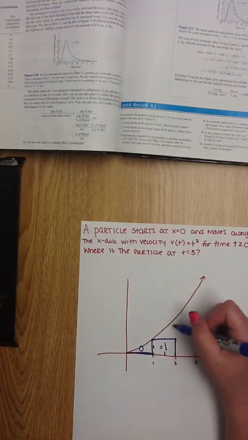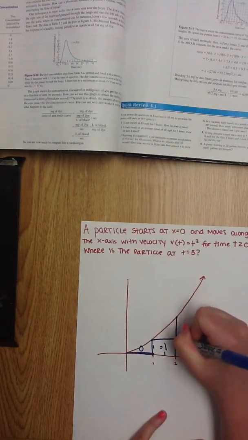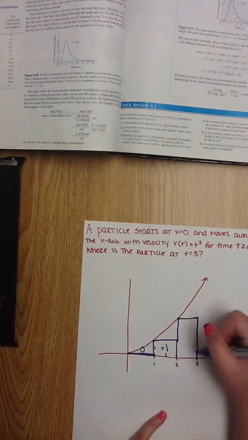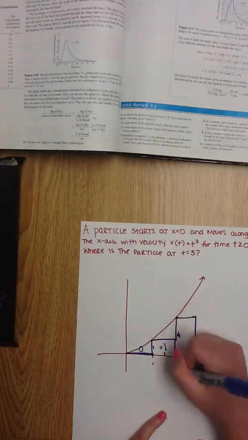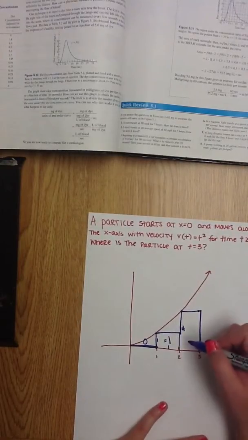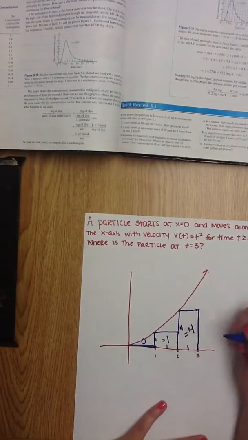Then we move on to our last coordinate, which is 2. And the height here is 4 because we plug our 2 into v of t equals t squared. So 2 times 2 is 4, and then 4 times the width, which is 1, equals 4.